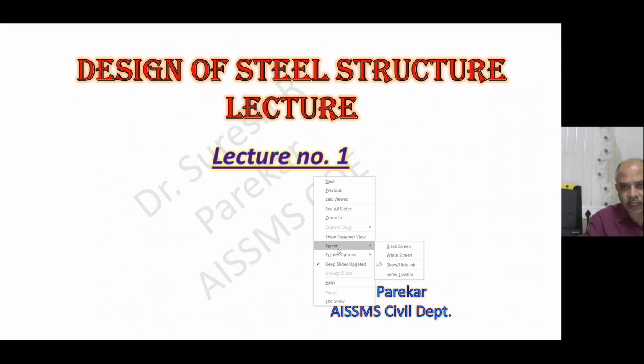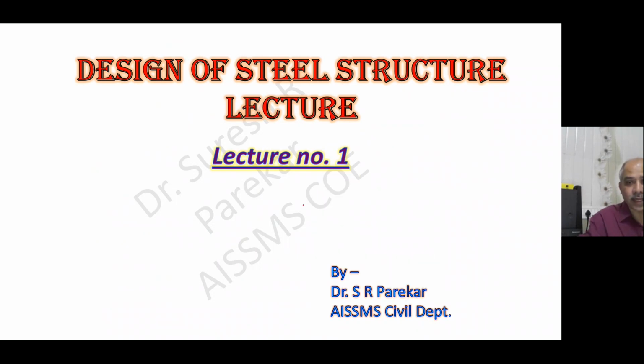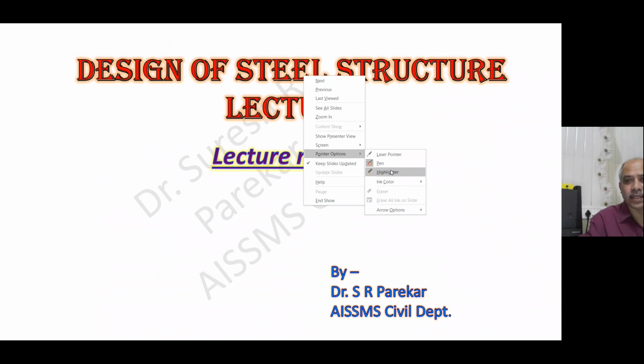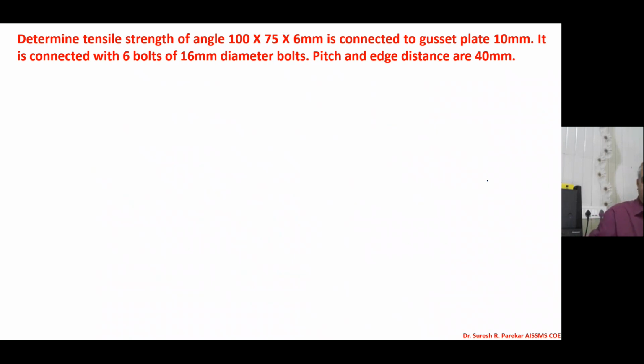From today onwards, we are going to be with revision lectures, that is for DSS for the in-semester examination. So now we have the first problem. Determine the tensile strength of angle 175.6 connected to a gusset plate of 10 mm. It is connected with 6 bolts of 16 mm diameter. Pitch and edge distance are 40 millimeter.